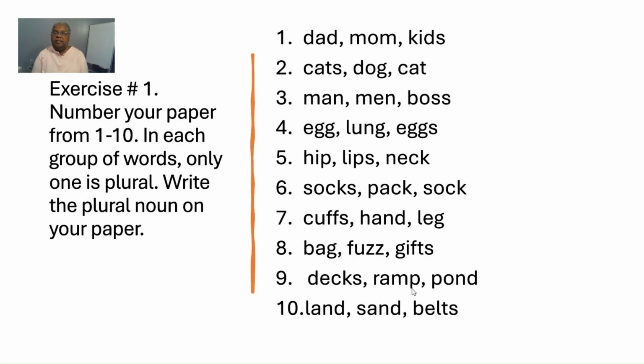Now, test your understanding of forming plural nouns. Complete exercises 1 to 4. The answer key to exercises 1 to 4 is at the end of exercise 4. Exercise 1. Number your paper 1 to 10. In each group of words, only one is plural. Write the plural noun on your paper. Please pause the video as needed to work at your own pace.